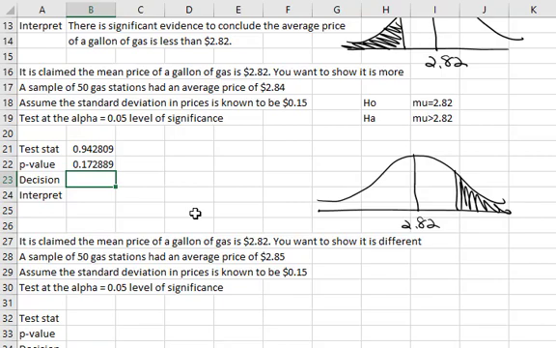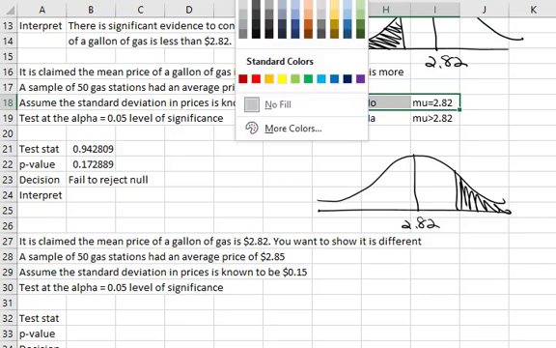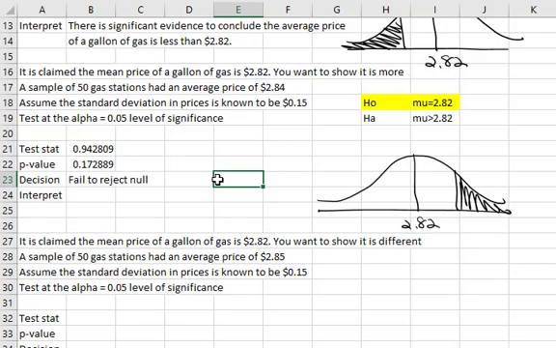So we don't have enough evidence to reject the null, so we have failed to reject the null. So we could not reject the null hypothesis, so we're kind of stuck with it. And I'm going to color it not green, but yellow. The reason I don't want to color it green is we never actually prove the null hypothesis. We just failed to reject it.